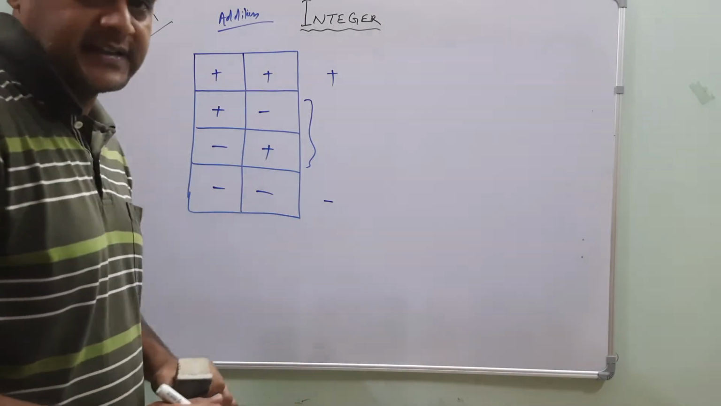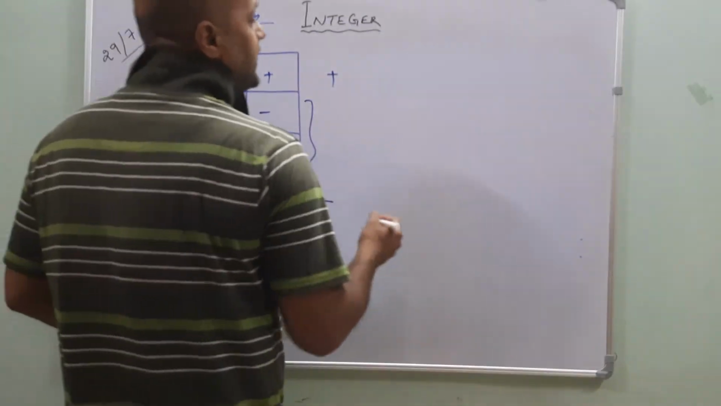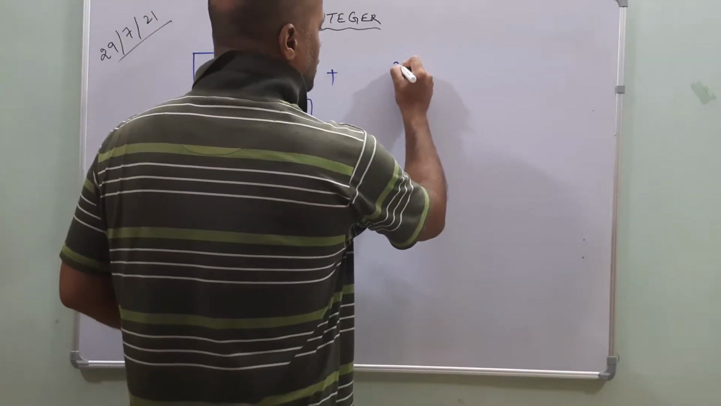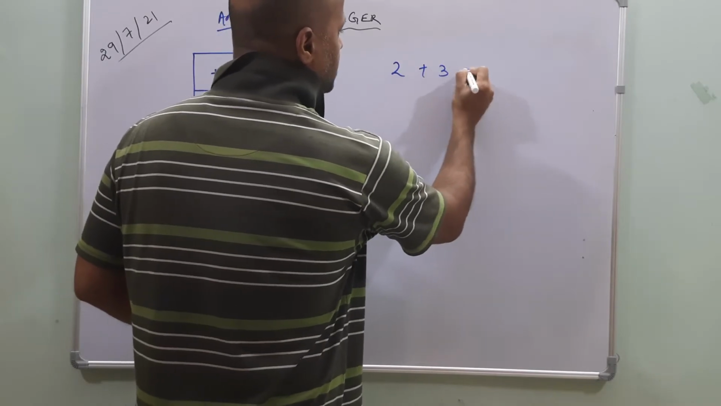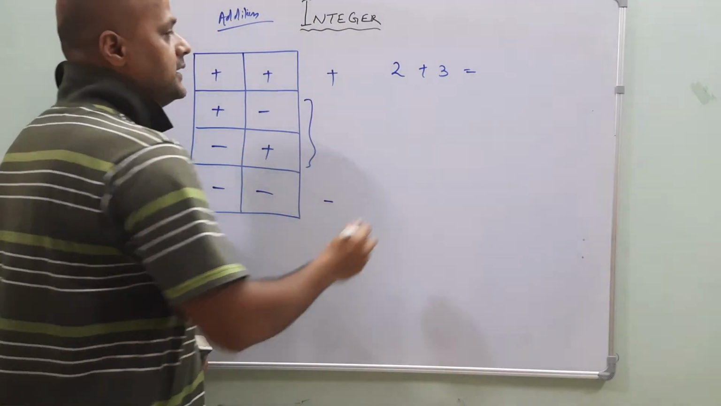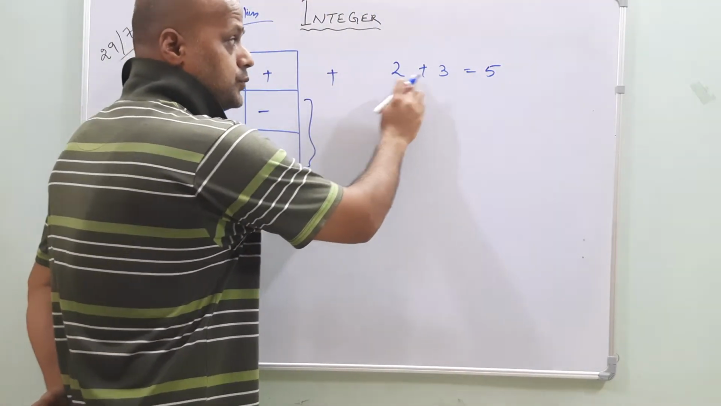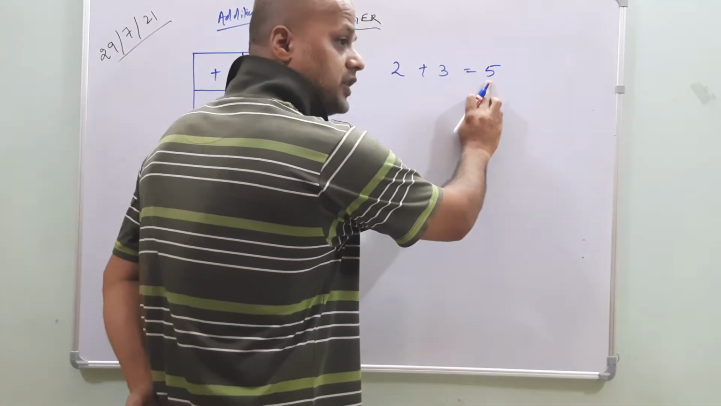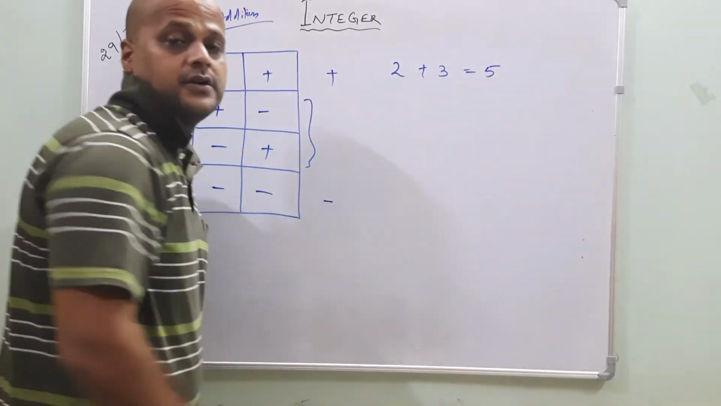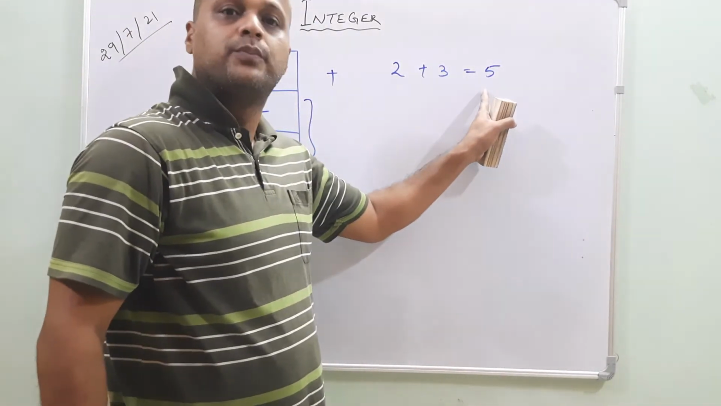First, the addition case. Let's take an example: plus 2 plus 3. When we add these two numbers, the result is 5, which is also plus 5. The result is also coming in a positive sign.